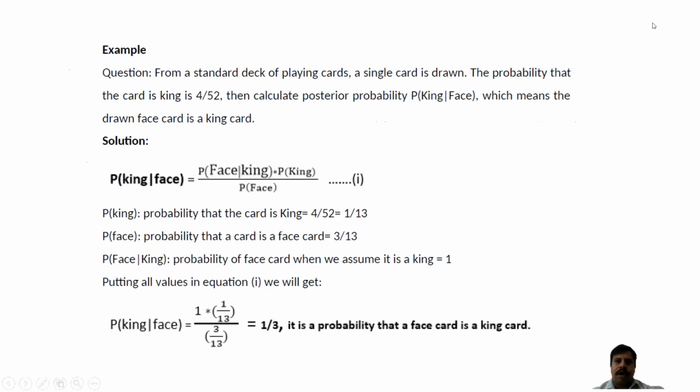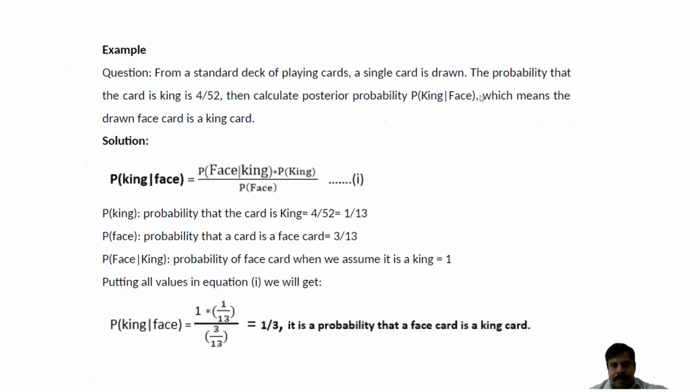One example we will see. You know playing cards. In a deck, we have 52 cards. The 52 cards are divided into four categories, and in each category there are 13 cards. So the given question is, from a standard deck of playing cards, a single card is drawn. The probability that the card is a king is 4 by 52. Then calculate the posterior probability P of king by face. It means the drawn face card is a king card.